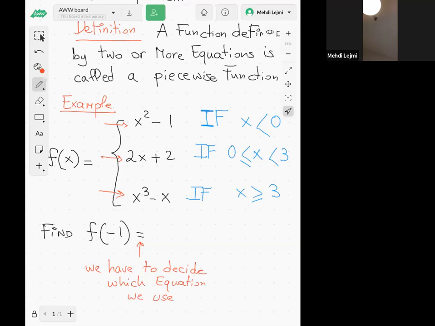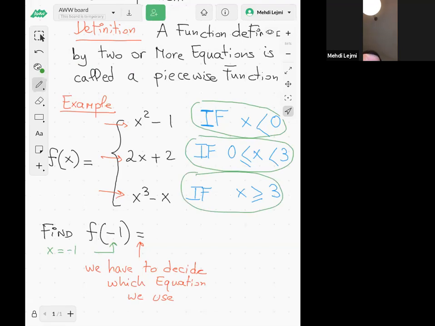Okay, now how do we decide which equation we're gonna use? Well, the thing is, we have to check your input. So my input x, here I'm saying my input x is -1, right? And now I'm gonna check these conditions here. I have three conditions, right? And if one of the conditions is satisfied, then I can use the corresponding equation, right?